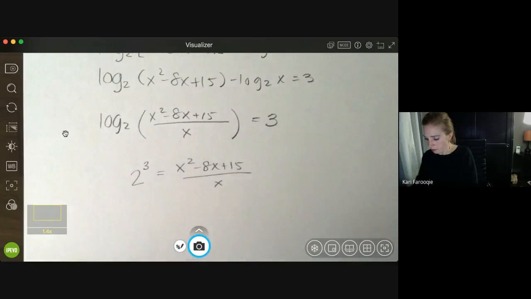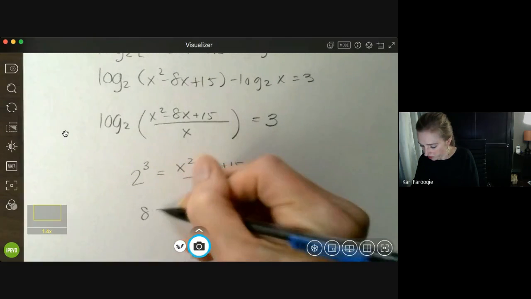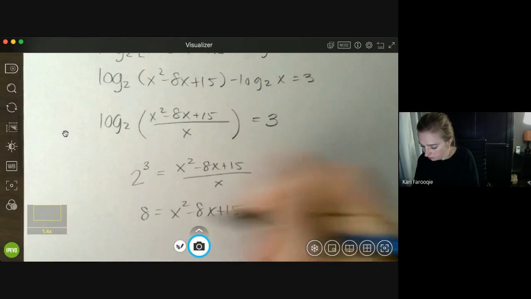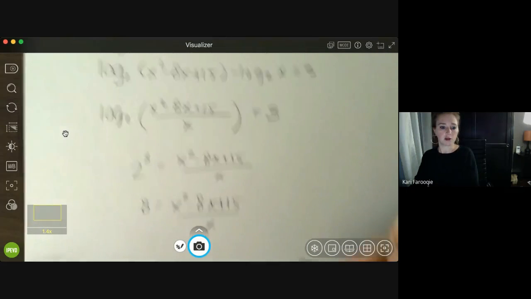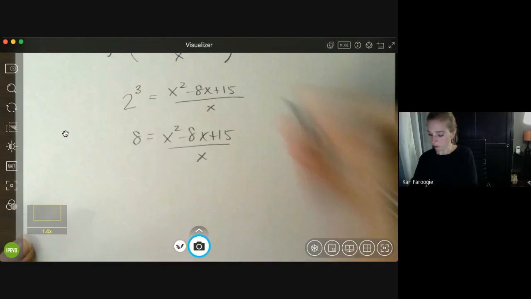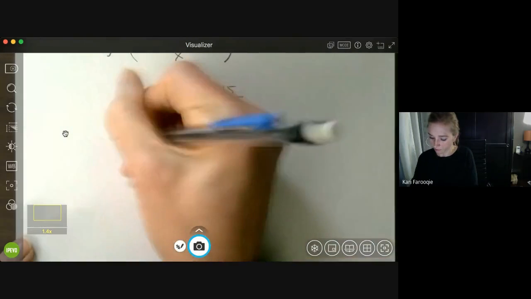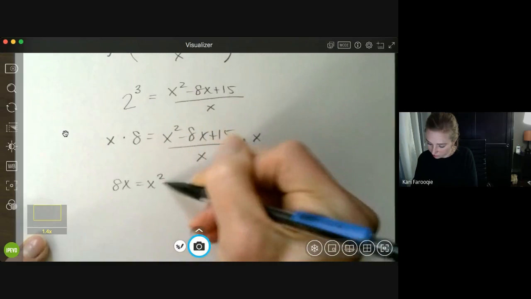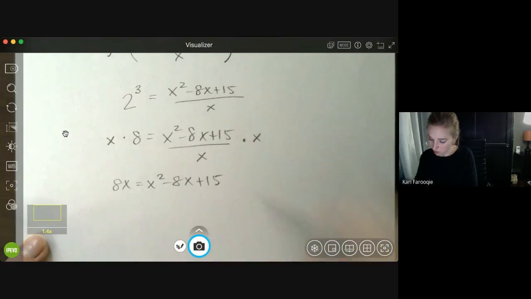So now we'll simplify. 2 cubed is 8. And you can do this in 2 steps or 1. But now that we have 8, we can go ahead and multiply both sides by x to get rid of that denominator. So you have 8x equals x squared minus 8x plus 15.